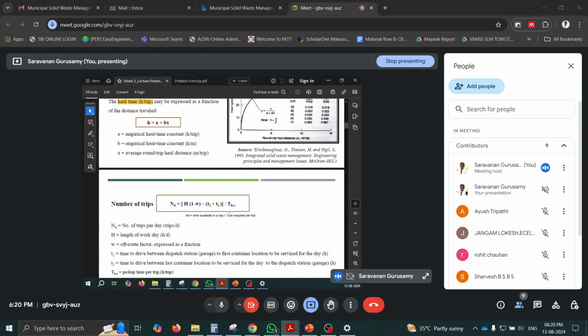So this T1 and T2 will also be calculated, time required to go to the first location and time required to leave the last location to the garage. So that also will be neglected, and then you will get the total time available in a day.